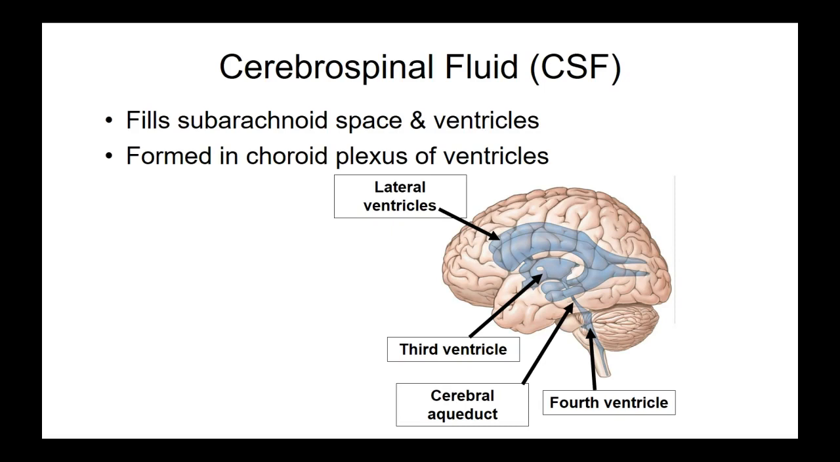Now, within these ventricles is a major site of production of the cerebral spinal fluid. It happens in specialized areas called the choroid plexus. Okay, so the choroid plexus. You're going to see that word plexus used over and over again. It just means network, right?